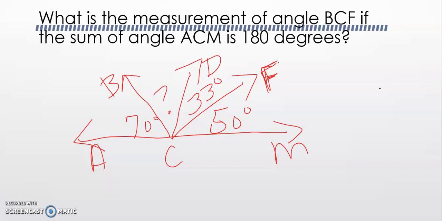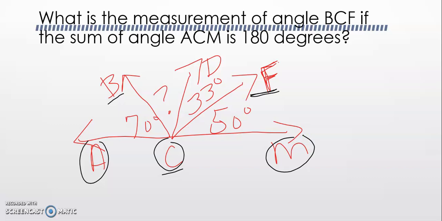What is the measurement of angle BCF if the sum of angle ACM is 180 degrees? So let's find the letters that they want me to know. First, they asked me about B, C, and F. So I am inside of this total picture. And it says, if the sum of angle A, C, and M is 180. Now I am outside. So anytime I fall outside of the picture, I know that's dealing with my total. So the whole picture is supposed to equal 180 degrees.